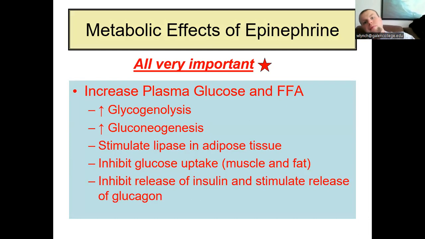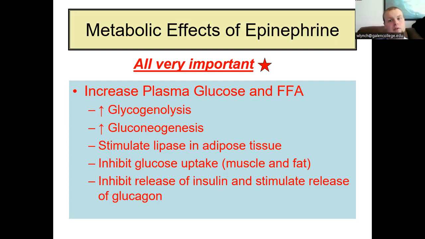Metabolic effects of epinephrine, it's going to increase the plasma glucose and free fatty acids, right? And this is partly in conjunction with cortisol's effect because we're trying to get more glucose and fatty acids into the bloodstream that our body can use as energy during stressful situations. So we're going to increase glycogenolysis, we're going to increase gluconeogenesis, we're going to stimulate lipase in the adipose tissue, which is going to be lipolysis effect.